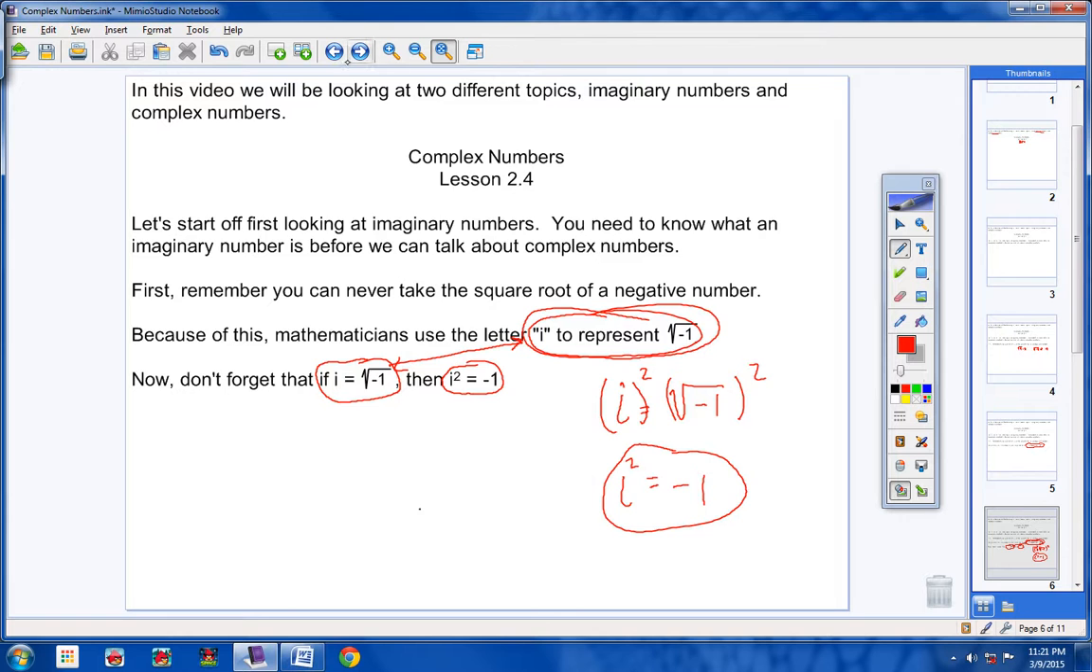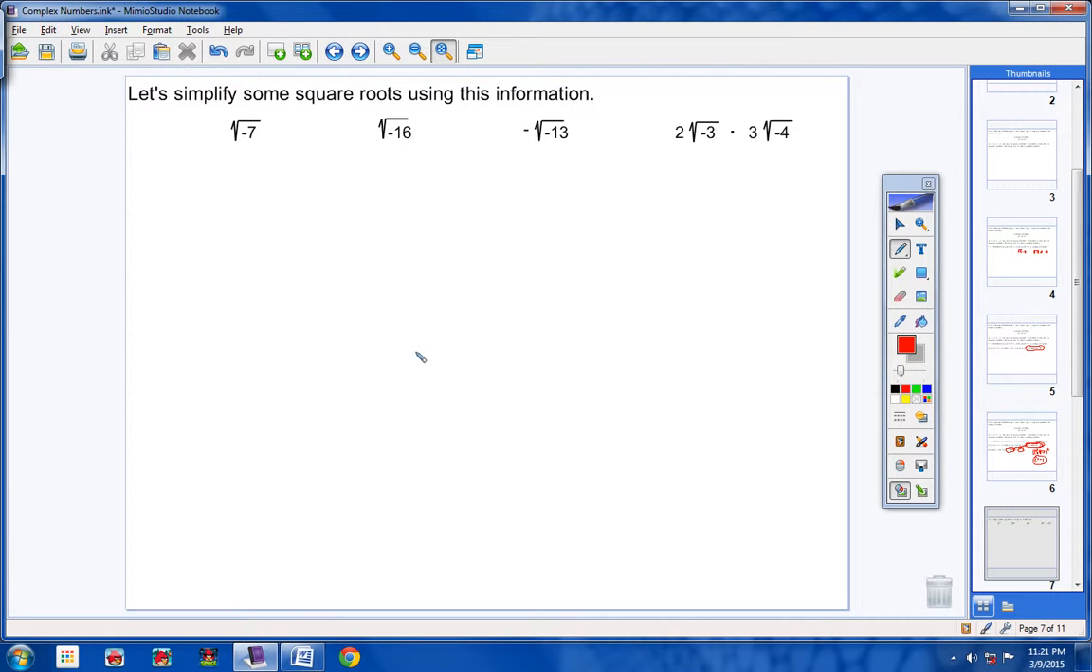Alright, so with all of that in mind, let's simplify some square roots quickly using this information. Then we'll get to the main part of the lesson today. Okay, here we go. I want you to simplify the square root of negative 7. Okay, well, I just taught you how to do that a little bit ago. Anytime you have the square root of a negative number, you make it positive and put an I on the outside. Okay, so your answer would be square root of 7 times I. Now, if you can break down the square root of 7, then go ahead and do so. But you can't, so this is good enough.